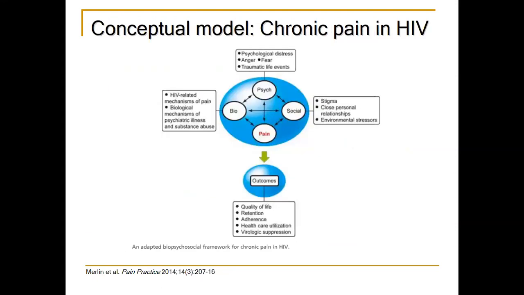Jesse Merlin, who is here, did a biopsychosocial model looking at chronic pain among persons living with HIV. So different biological factors, psychological factors, social factors, the interplay of those with pain influencing outcomes. Again, Jesse in pain practice many years ago was able to publish this conceptual model, adapting this model to her specific question and population to really bring this to her audience, which might be a different audience that hasn't seen this kind of thinking.